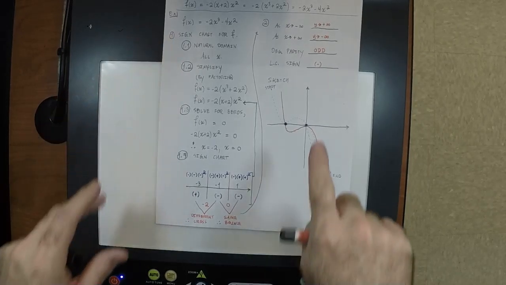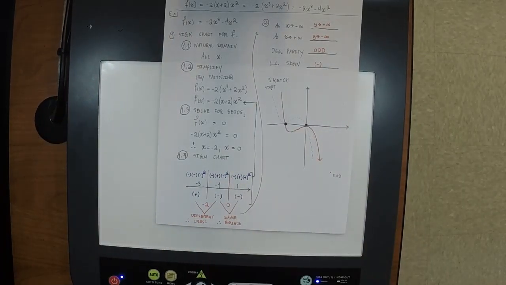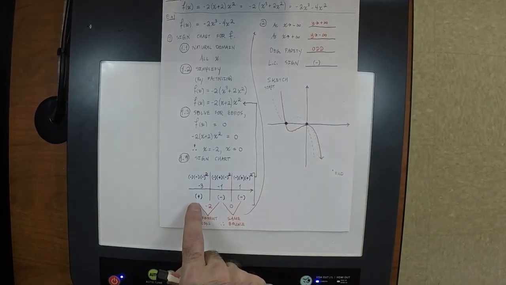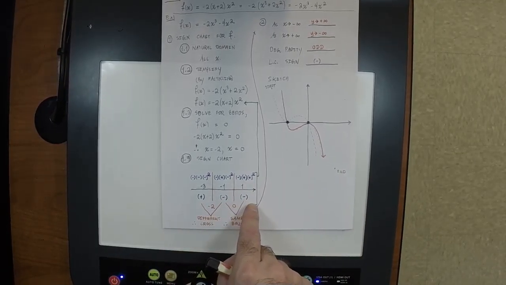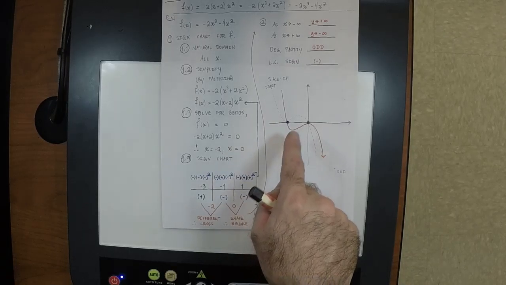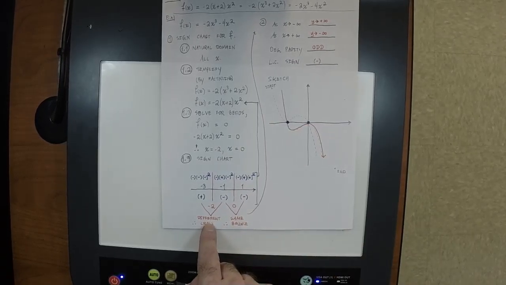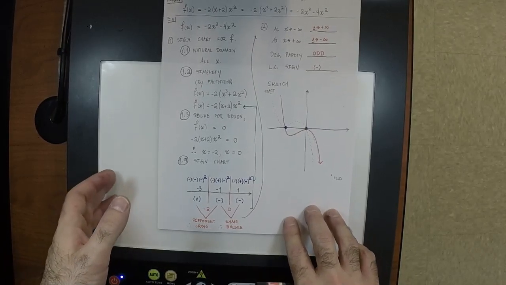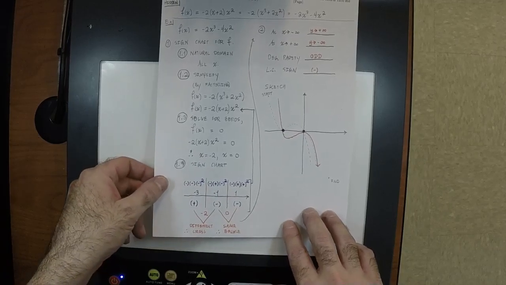And so do you see how that's in agreement with the sign chart? We're above, below, below. Above, below, below. Cross, bounce. Cross, bounce. Any question about this exercise? Okay.